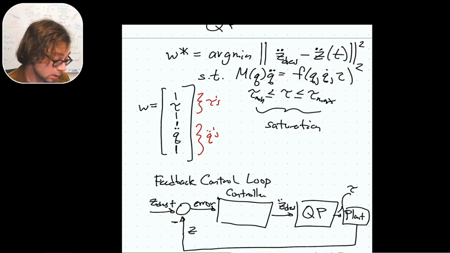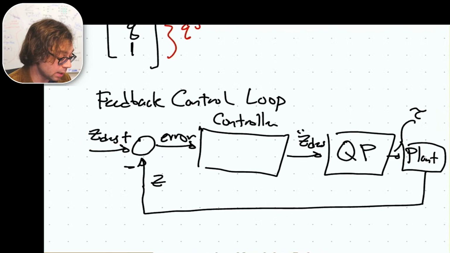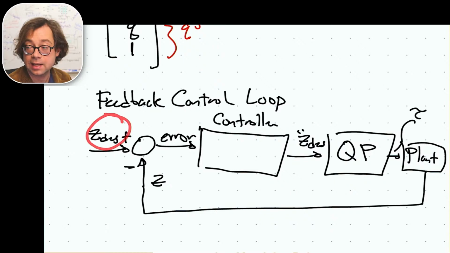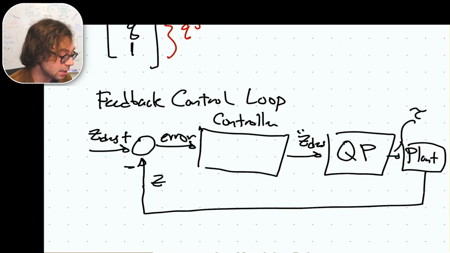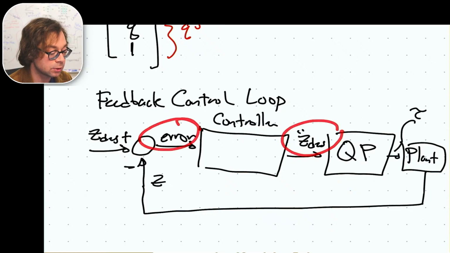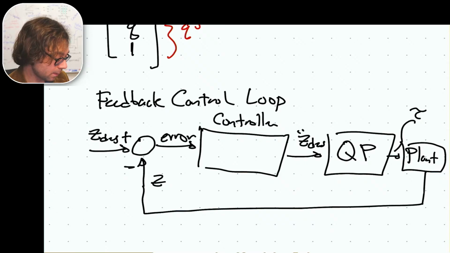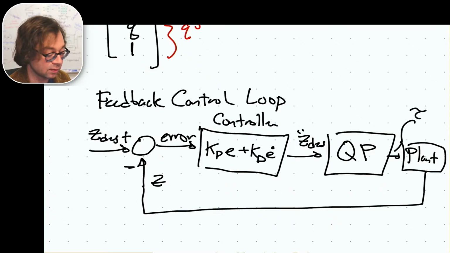So while we have a desired position we want to get to, for sure, maybe even desired speed in our task space, we still have to decide how we take that error and turn it into z double dot desired. Well, guess what? How we typically do it? We do it with a PD controller. We would say Kp times our error plus Kd times the time derivative of our error.